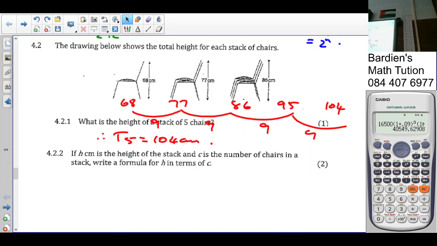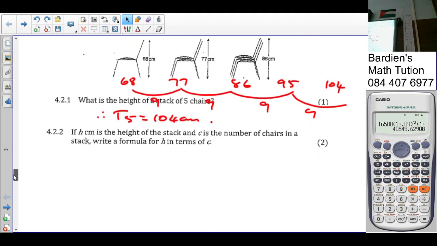If h is the height of the stack of chairs and c is the number of chairs in the stack, write down a formula. If I write this in general terms, that will be Tn is equal to 9n plus or minus something. Why 9n? Because I'm adding 9. If it was subtracting, I would have put minus 9n. So if n is 1, what's 1 times 9? But I must end off with 68. So what must I add to 9 to get 68? 59. I must add 59. That's the general term of this pattern.